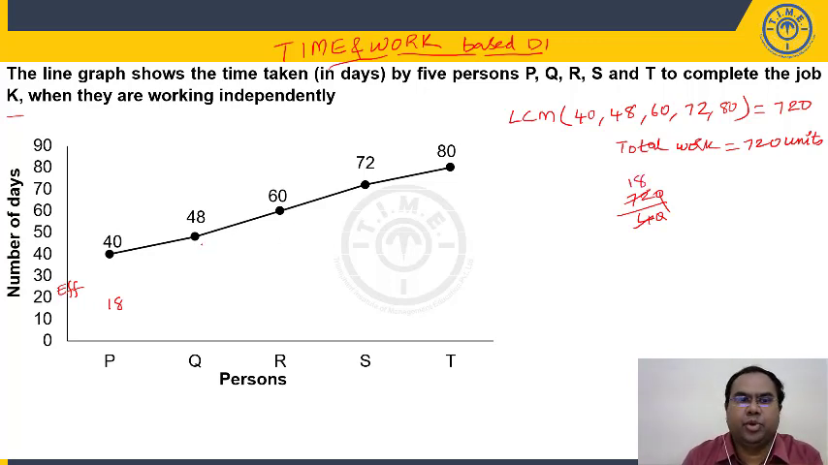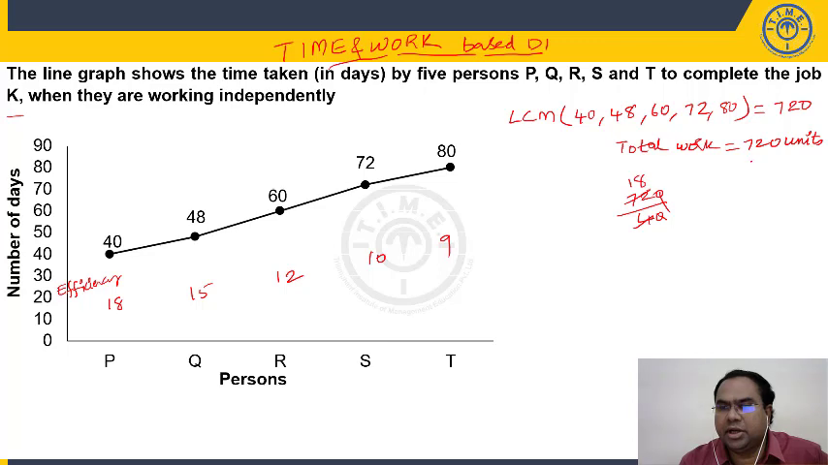What about Q? Efficiency of Q is 720 by 48, so 15 units per day. Then 720 by 60 is 12 units per day. And 720 by 72 is 10 units per day. And T's efficiency is 9 units per day. So I am writing the efficiency of these people, that is the number of units per day they are doing. The total work we are considering is 720 units, and these are the efficiencies of P, Q, R, S and T.